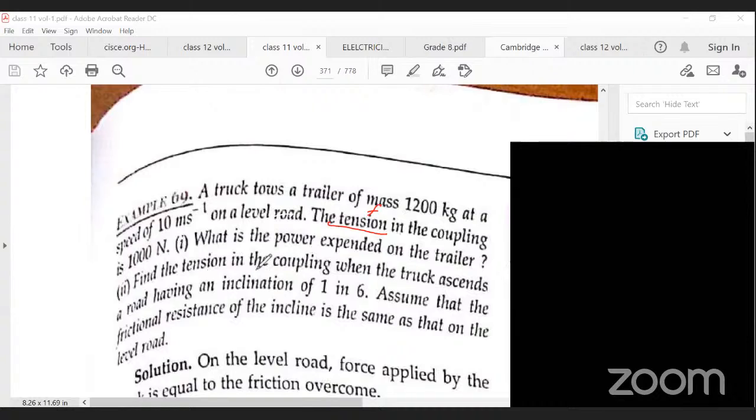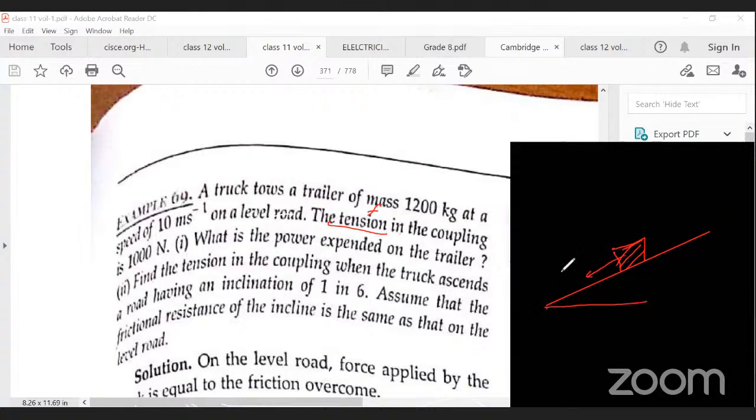And we need to find the power, and we need to find the tension in the coupling when the truck ascends a road having an inclination. So we are applying some force here. Let's see. So there is an inclined plane. I'm just taking an inclined plane. In the inclined plane, I'm just placing an object. It has its own mass. So as usual, the inclined plane is considered.